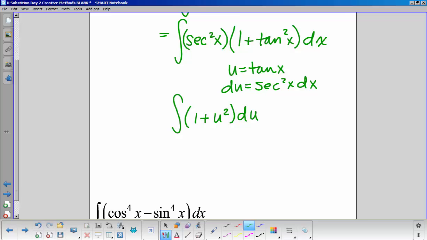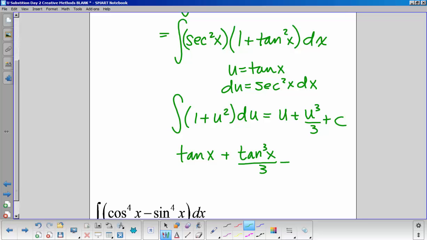Antiderivative here. Yes, u plus u cubed over 3 plus c, and u is tangent, so this is going to be tan x plus tan cubed x over 3 plus c.